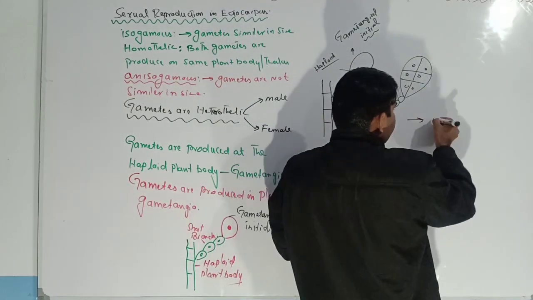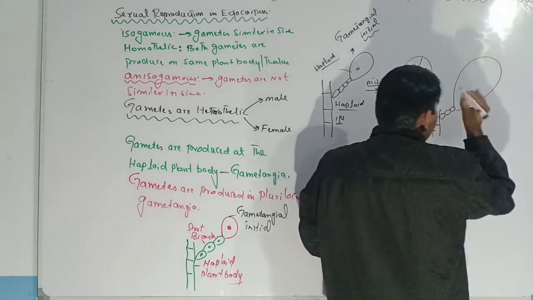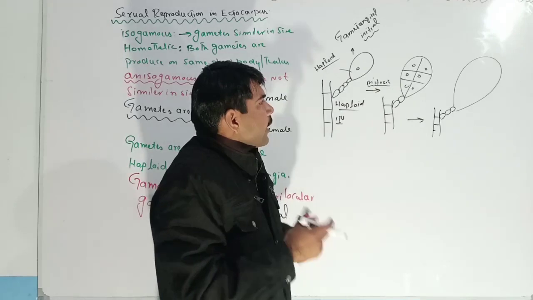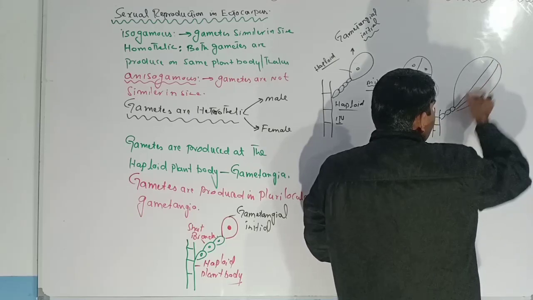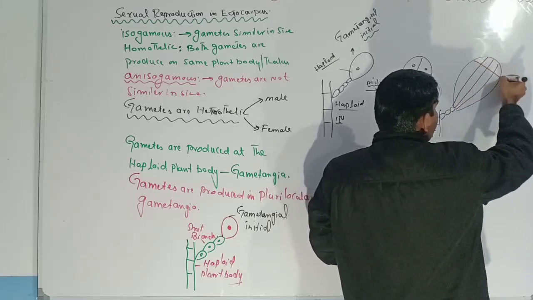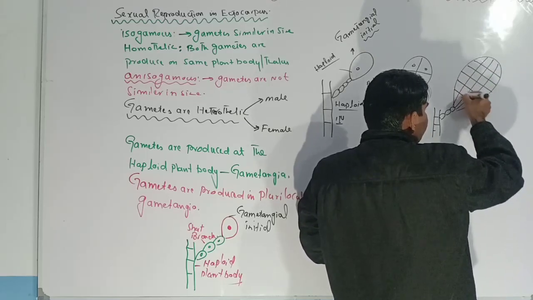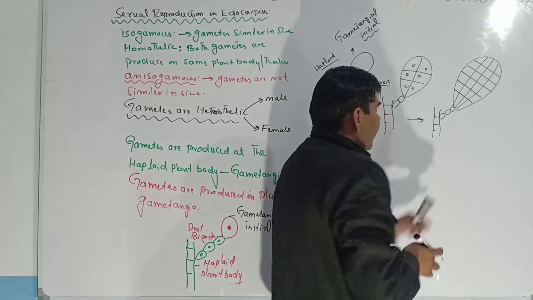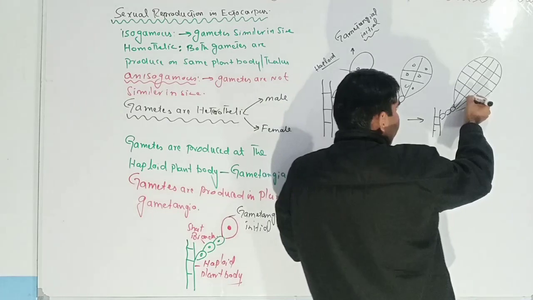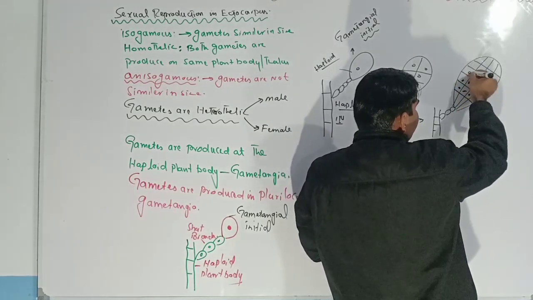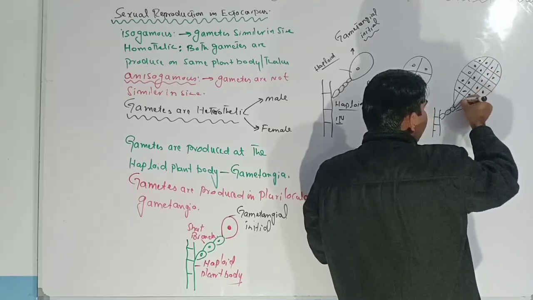So we can write here, this is a plant body, and now many more divisions take place, and many more cells are produced like this, and many types of cells are produced as a result of vertical as well as transverse division. These are the vertical divisions, and the divisions like this are known as transverse divisions. So many more cells are produced, but these cells are produced as a result of mitosis, not meiosis.